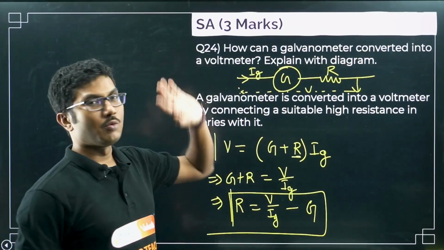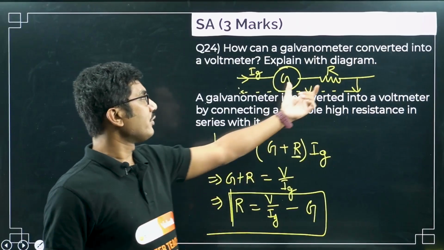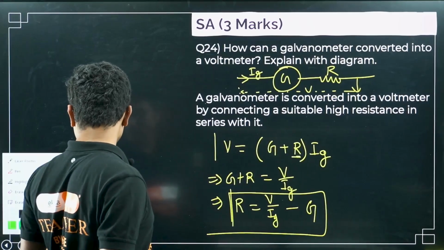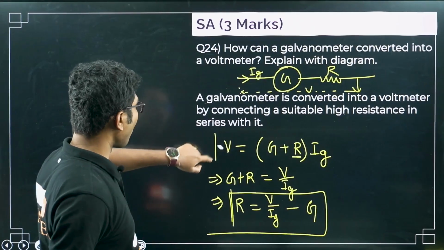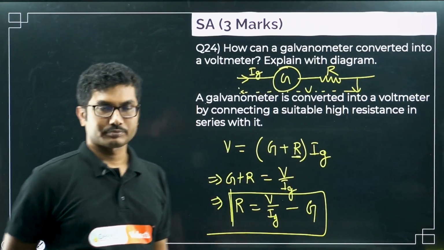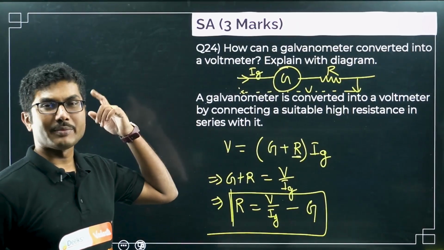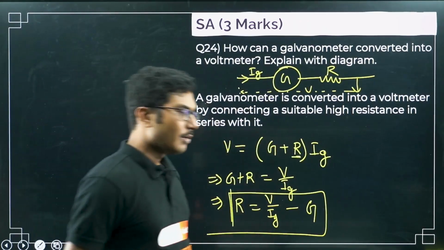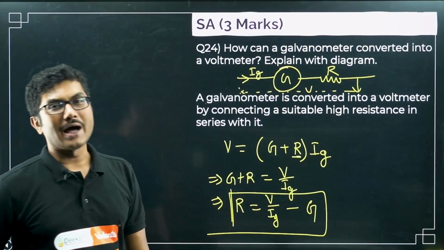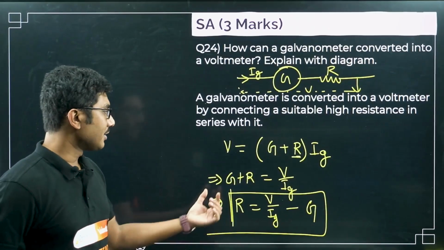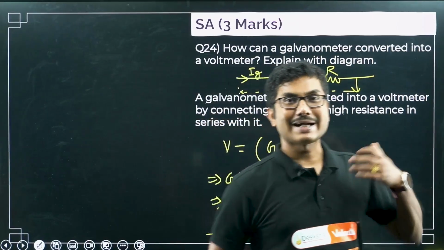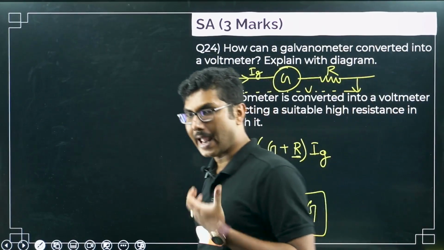Now based on how much voltage you want to measure, you have to adjust this resistance. This voltage is the voltage that you want to measure. For example, in the problem that we solved, this V value was 18 volts. It can be 18 volts, it can be 100 volts, it can be 1000 volts, but based on the value of this V, the value of R will change. So the value of R will depend on how much voltage you want to measure and how much maximum current the galvanometer can have.